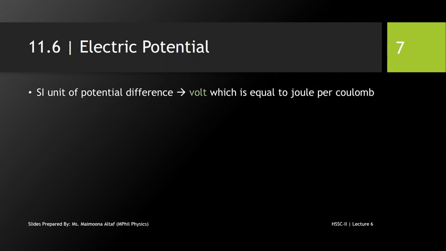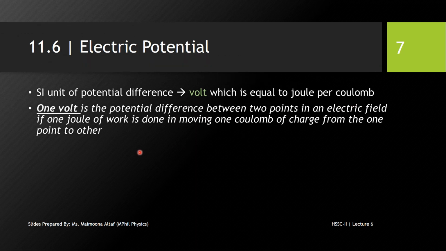SI unit of potential difference is volt, which is also equal to joule per coulomb. So we can define 1 volt as the potential difference between 2 points in an electric field if 1 joule of work is done in moving 1 coulomb of charge from one point to another.